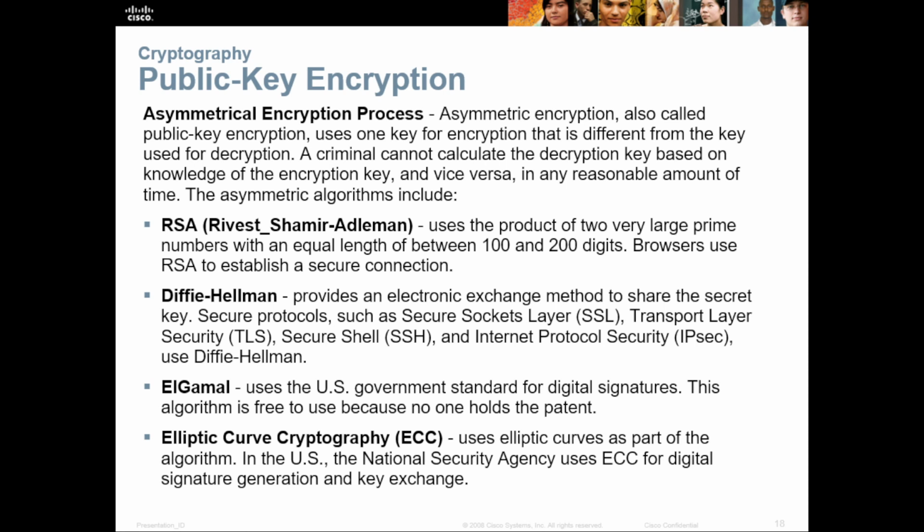So we have some types of asymmetric algorithm encryption processes. One is Rivest-Shamir-Adleman, the RSA. It uses two very large prime numbers that are equal in length, about 100 to 200 digits. This is a method that browsers use to establish secure connections.